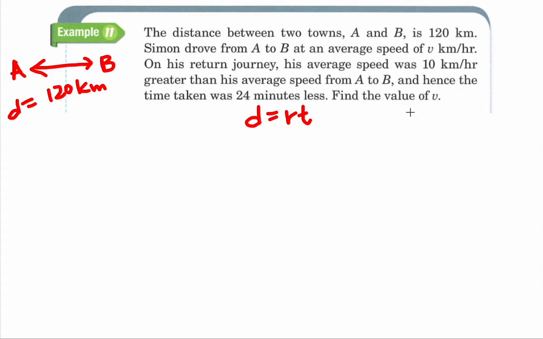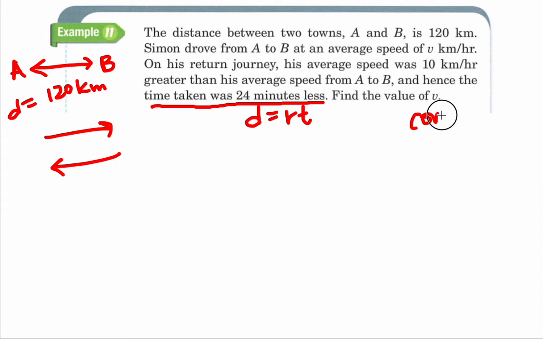All right, I'm going to be honest with you. When I first saw this problem, I was like, I don't even know where to start. But when you read the problem, the overarching picture is that they're comparing the journey where Simon drives from A to B to his journey back from B to A, and talking about how the time he took was 24 minutes less on the return trip because he was going at a faster speed. So we are comparing the time it took.